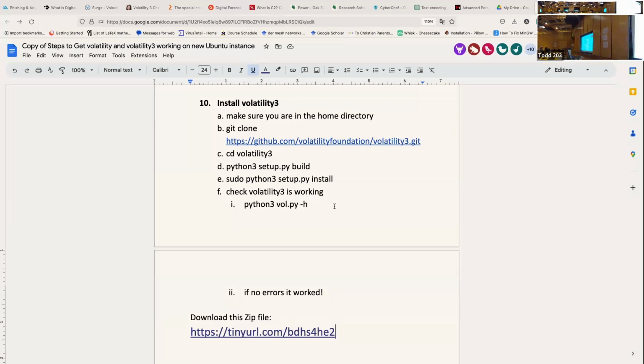Also, don't download the tiny URL into the Volatility 3 stuff. The last thing: make sure that you go back to your home directory, cd and enter, when you've installed Volatility. Yeah, Firefox works. Perfect, no worries. Excellent.